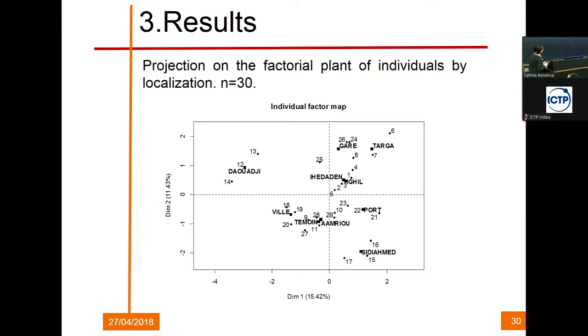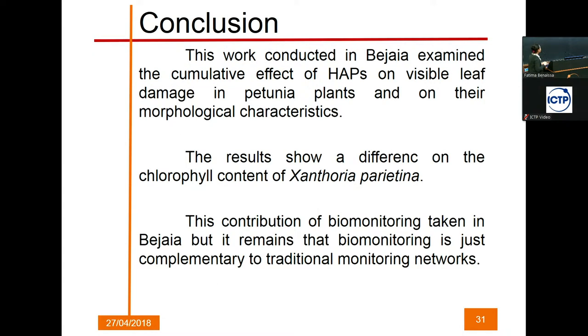It shows that Lagar station, Lagar, Terga, Irilorzoi, Ehdeden are regrouped because they are far from the automobile pollution source. But Amrio and Dawaji, which are the urban sites, are far from the other sites.